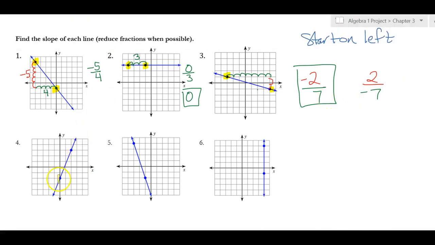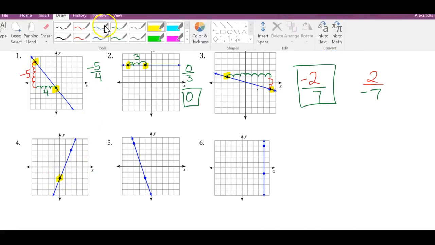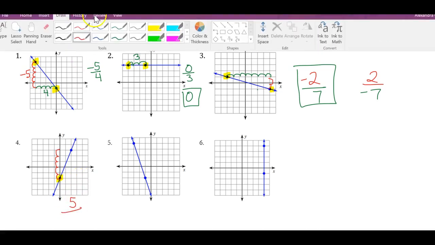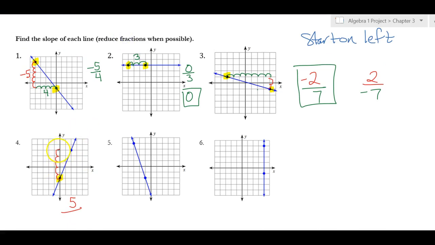So 4, I should have started here, and I have to go up. And I go up 1, 2, 3, 4, 5. And then you go over to the right 2. So 5 over 2. This is an example where if I went down, I would have gotten a negative 5. And then I would have gone to the left, which is a negative 2. And a negative 5 over a negative 2 would have still become positive 5 over 2.